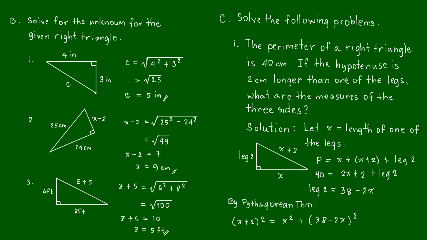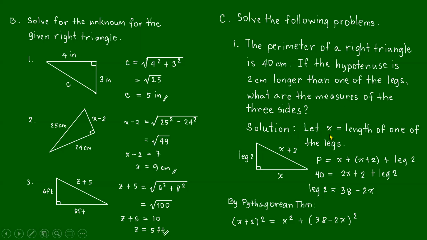Solve the following problems. The perimeter of a right triangle is 40 centimeters. If the hypotenuse is 2 centimeters longer than one of the legs, what are the measures of the three sides? Again, the perimeter of a right triangle is 40 centimeters. If the hypotenuse is 2 centimeters longer than one of the legs, what are the measures of the three sides?